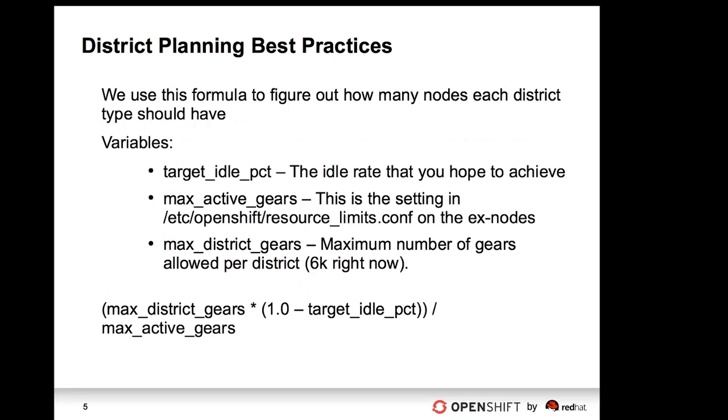This is a formula that we came up with. Basically, it takes your target idle percent, which is what you hope to achieve. So if you think that around 90% of your gears will be idle and 10% will be active across your entire production infrastructure, you would put in 90, so 0.90 because it's a percent. Then you take the max active gears on that node type. Then you also take the max district gears. Right now it's 6K, but we're looking at ways to expand that higher. Currently it's 6K, so that number is already set.